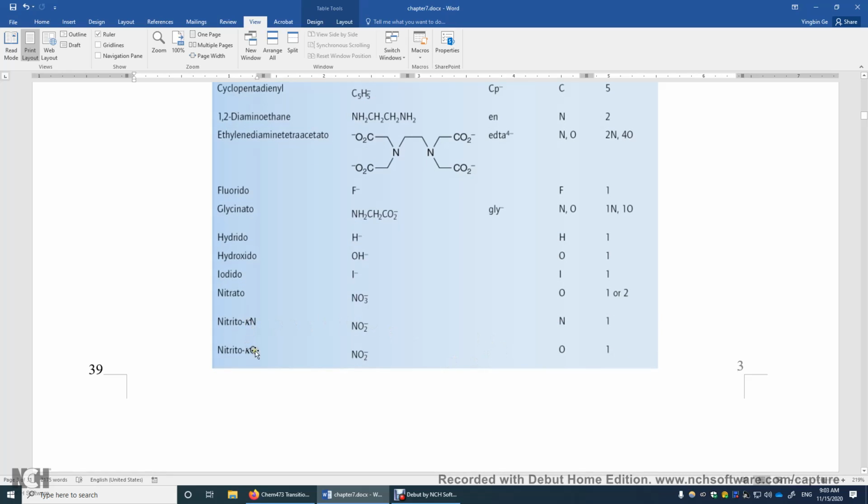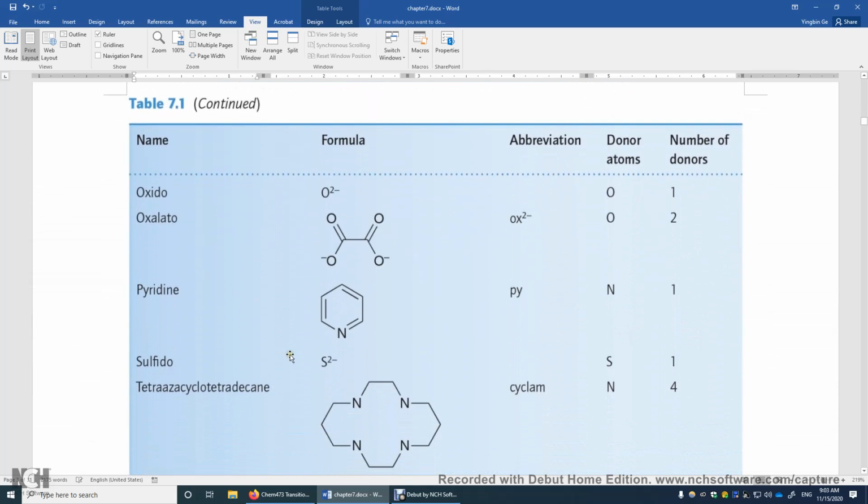Nitrito-kappa-N, nitrito-kappa-O. So that means nitrogen can be bonded to the transition metal. Oxygen can also be bonded to the transition metal. The common name of this is nitro. The common name of this is nitrito. We have more structures. Oxalate becomes oxalato. Okay, this is oxalato. The abbreviation is ox 2 minus.